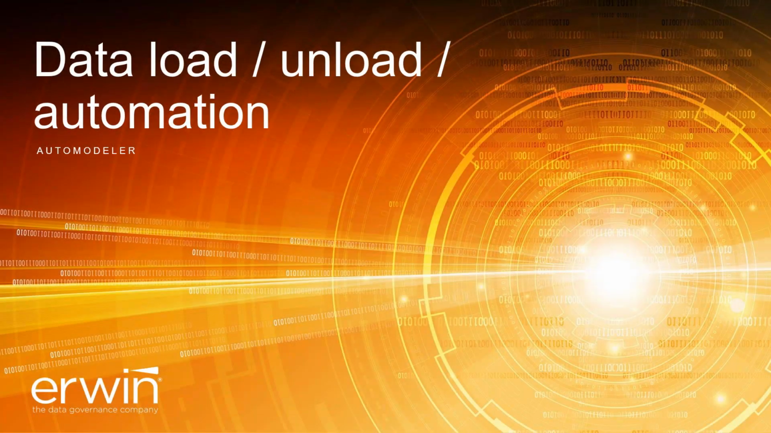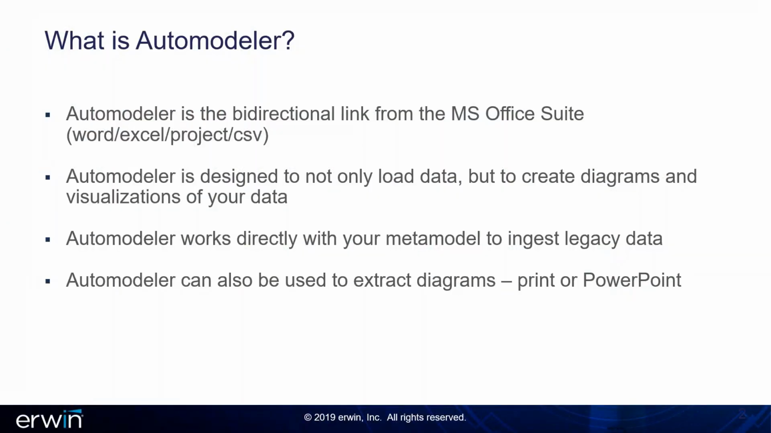Hi, welcome to our session on data loading, unloading, and automation with Automodeler, part of the Irwin EA NBP suite. Automodeler is a bidirectional link from the MS Office suite, specifically Word, Excel, Project, and CSV files. It's designed to not only load data, but to also create diagrams and visualizations of your data. Automodeler works directly with your meta model to ingest legacy data, and it can also be used to extract diagrams, whether printing them or creating a PowerPoint or sending them to files.